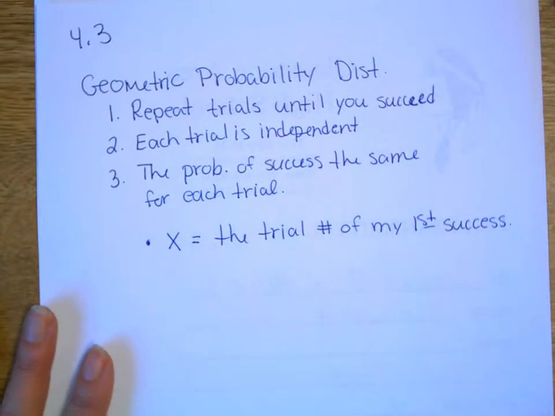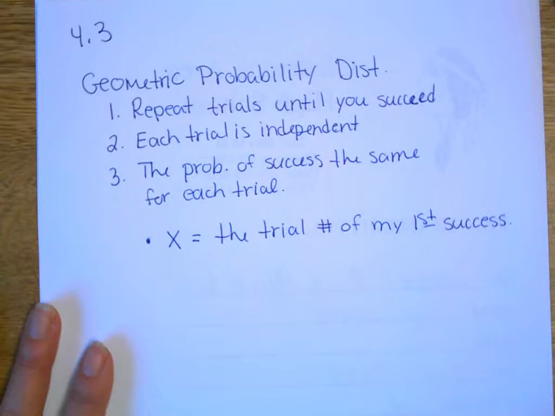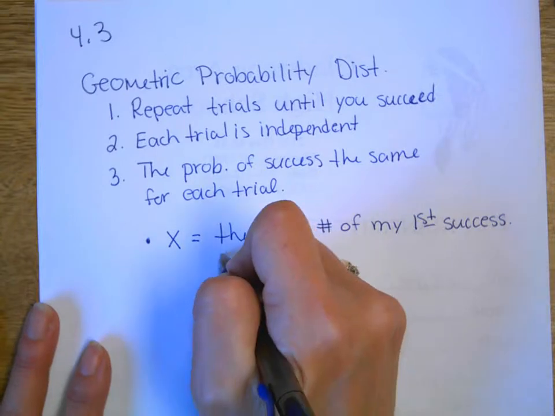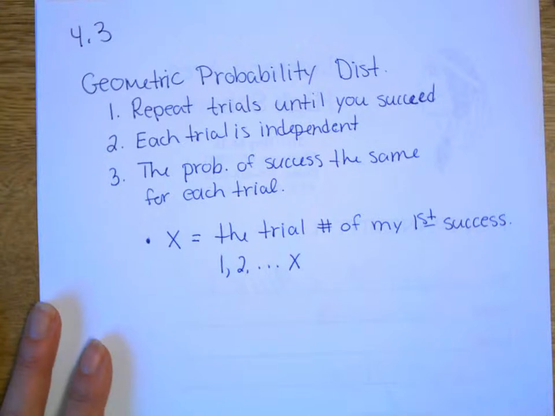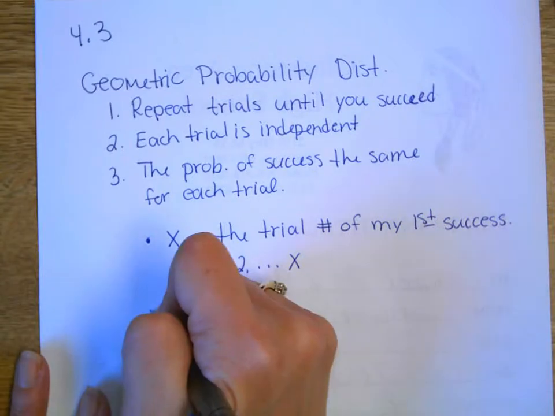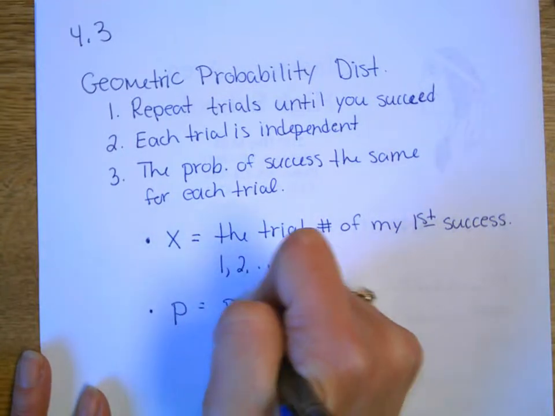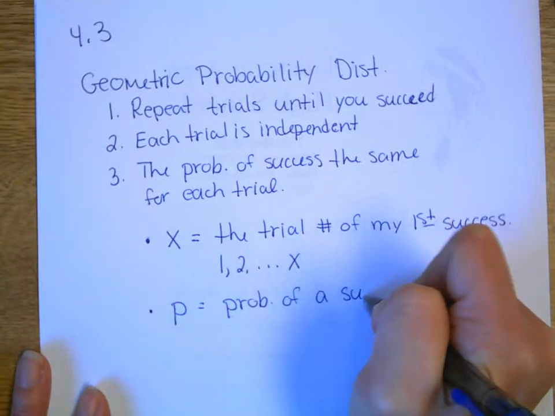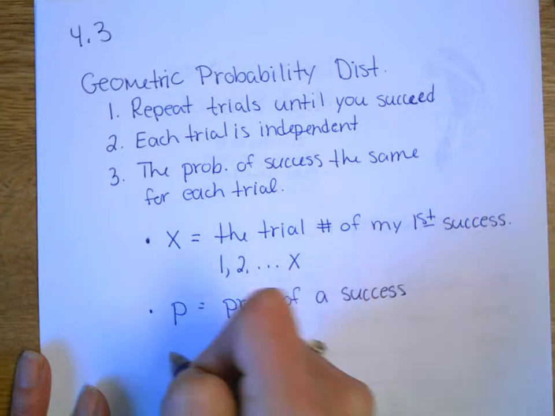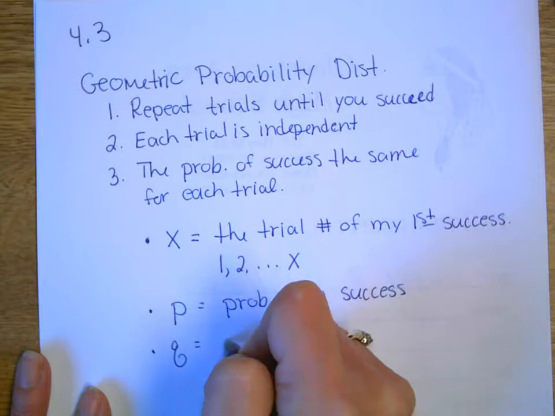So what's the smallest value x can take on if it's the trial number of my first success? 1. I actually have to try something. Where the binomial counted the number of successes, I could have no successes, so that was always 0. Here, it's going to start at 1 and work its way up to whatever x value. Okay, the by-hand formula. Well, and then P is still going to be the probability of a success. Q, probability of a failure.